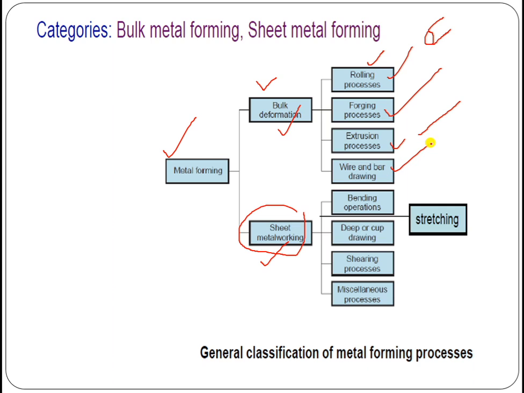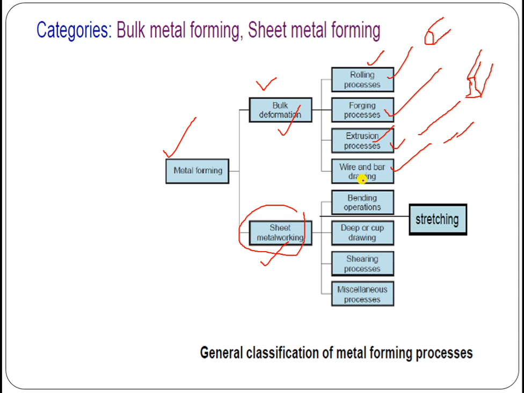As well as here there are wire and bar drawing. This is another process in which small sized wires can be formed. In extrusion, parts having I sections and C sections are possible, like the old electric poles. Or you can say the aluminum tracks of windows, two-track or three-track windows, that is the extrusion part.